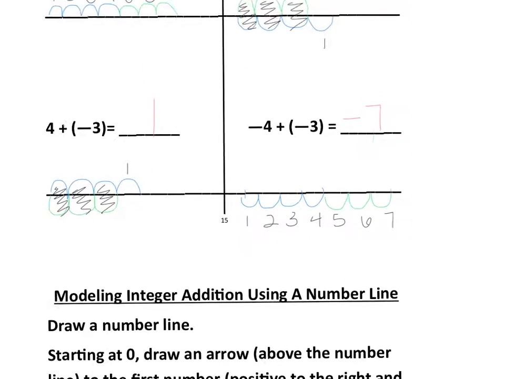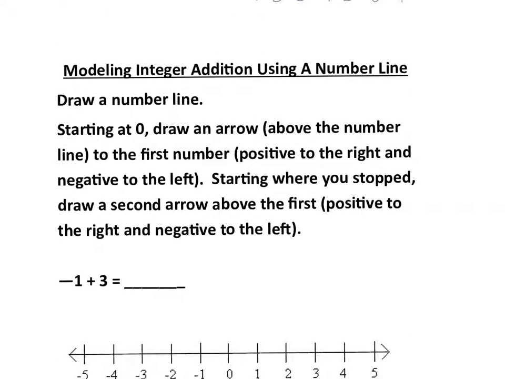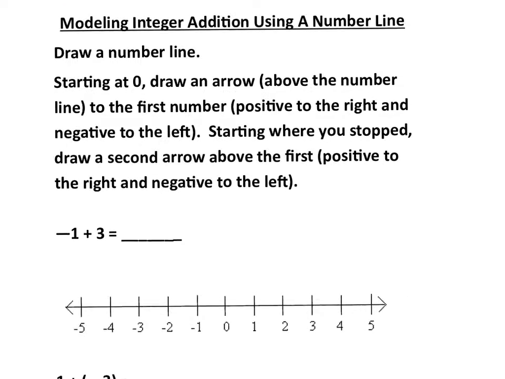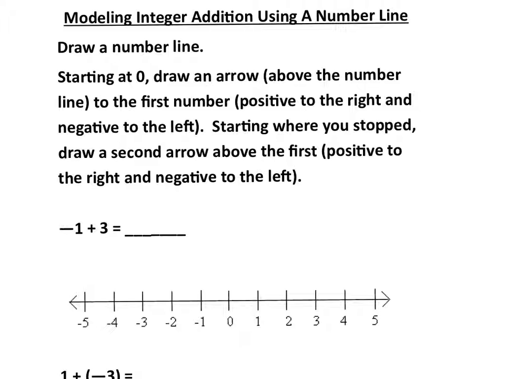Now let's take a look at the final modeling method, the number line. You should note that the first step for modeling addition on a number line is to draw the number line. I've already done that for you in the book. You're welcome. So even though the first step says draw a number line, good news is that's already been done for you. So we start at 0. We draw an arrow above the number line to the first number, pointed to the right for a positive and to the left for a negative.